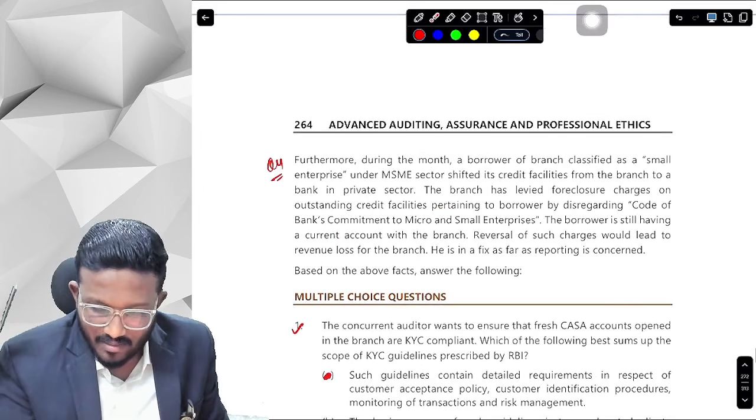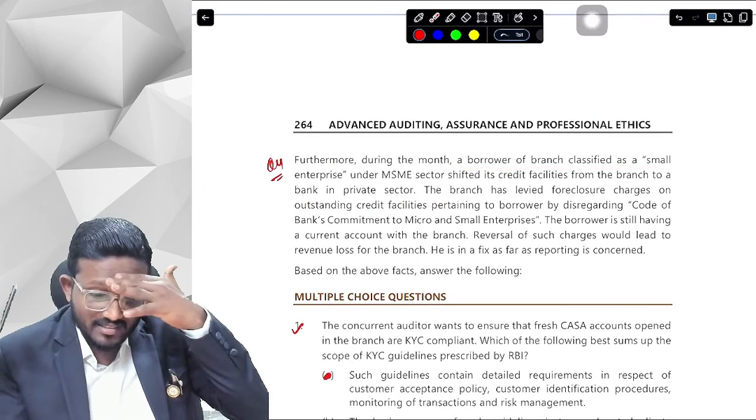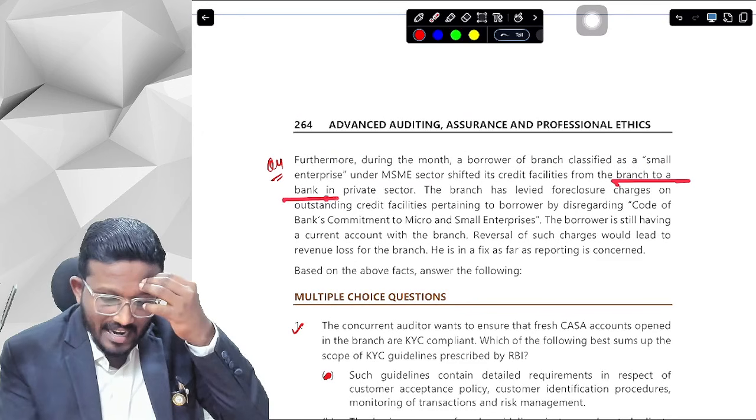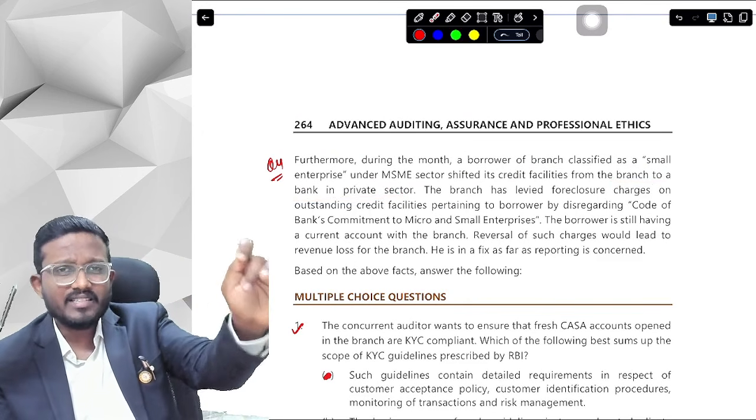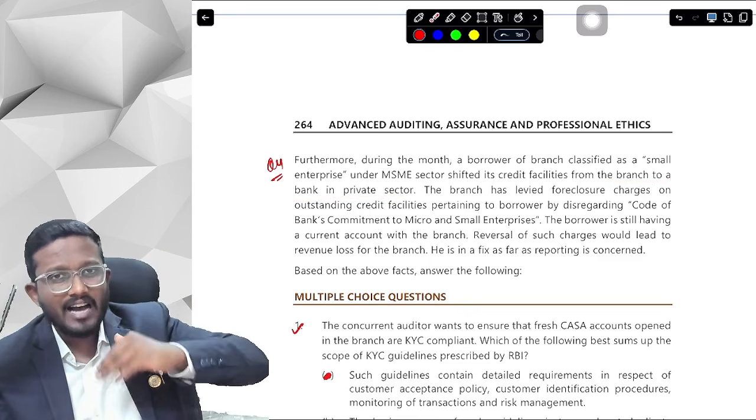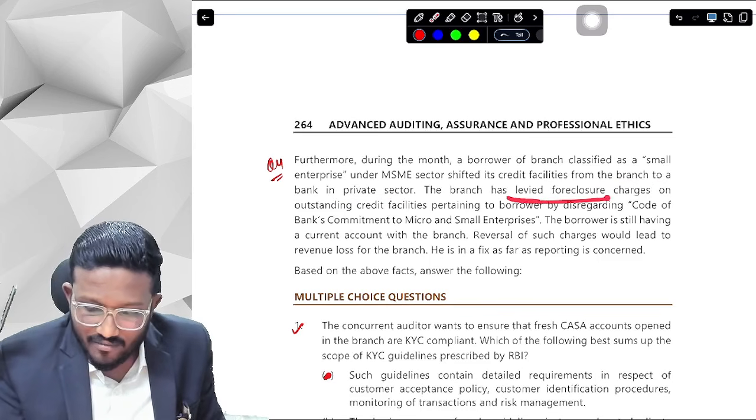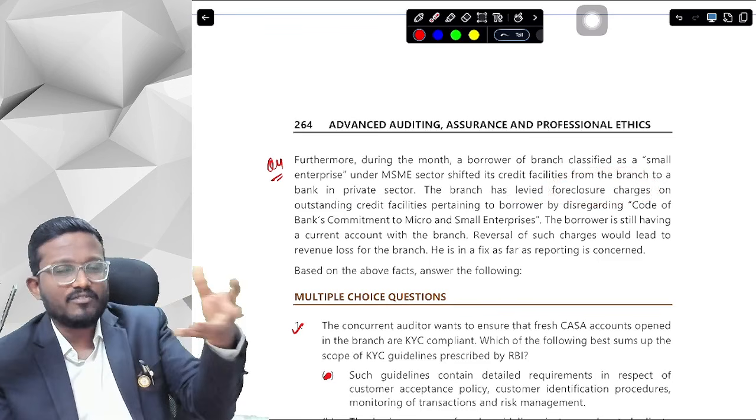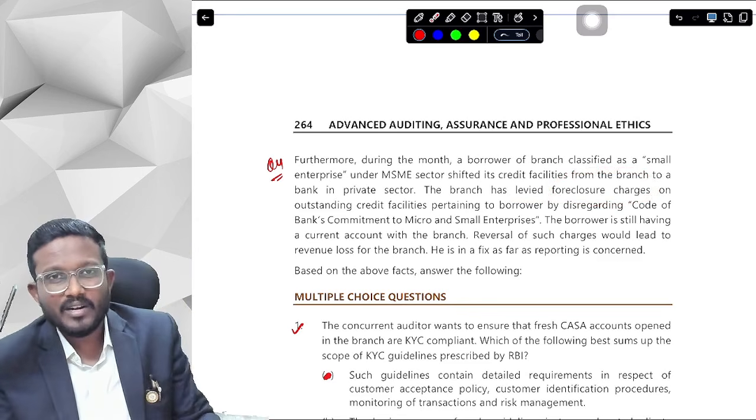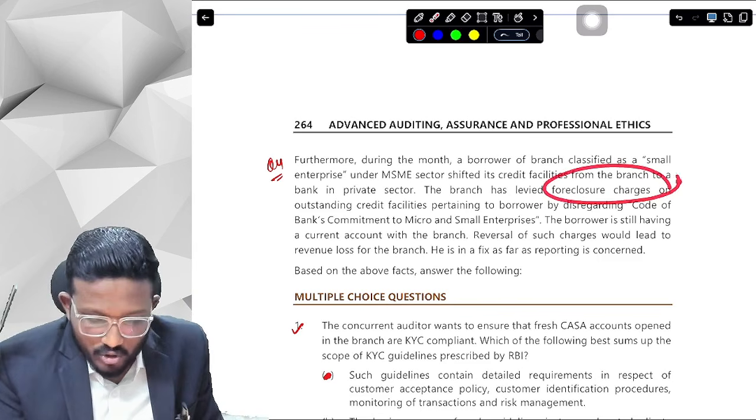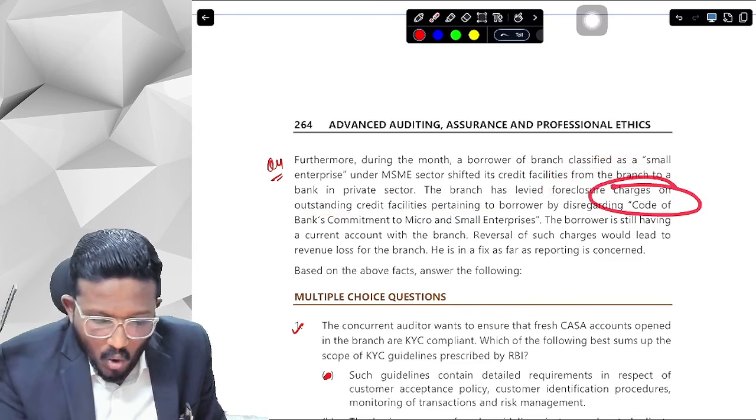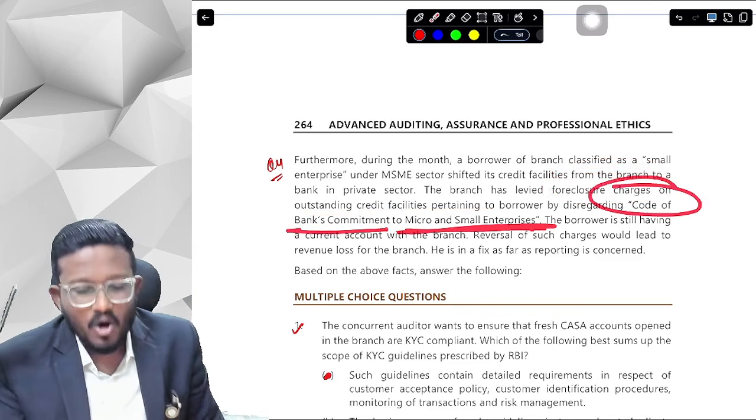It is saying that during the month, a borrower branch classified as a small enterprise under the MSME sector shifted its credit facility from our branch to a bank in the private sector. So basically there was an MSME that shifted its credit facilities from our bank to another bank, and we have levied foreclosure charges because they have foreclosed the loan. Suppose the loan was of 10 years and they foreclosed it in 1 year only. We levied foreclosure charges on the outstanding credit facilities, but it was not according to the Code of Bank's Commitment to Micro and Small Enterprises.